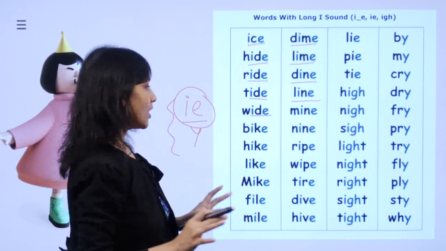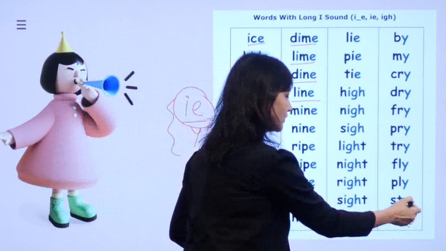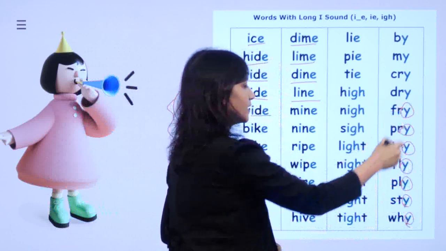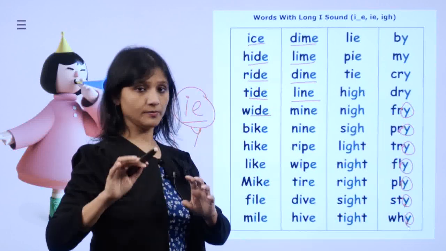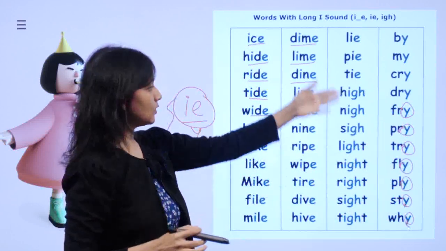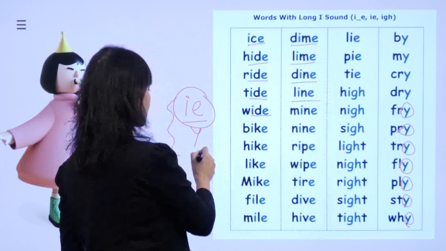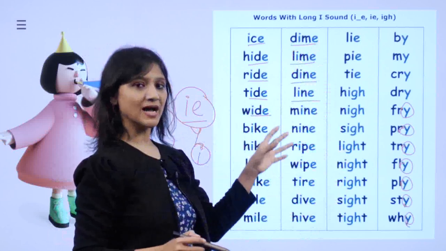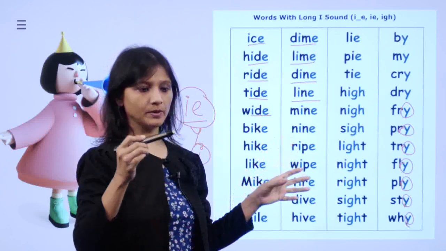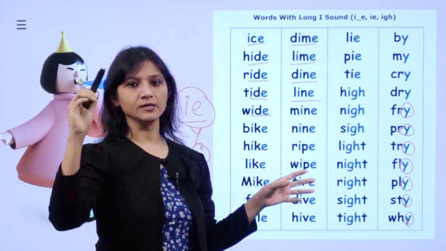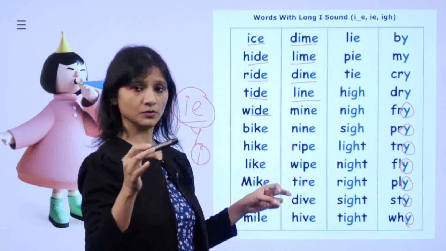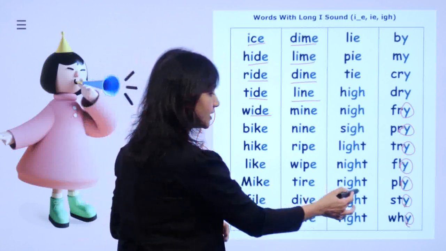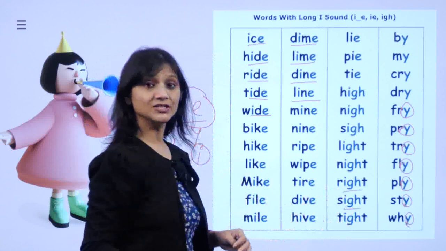Or the letter Y, though it's a consonant, I told you that at times it's taken as a vowel, not literally, but in terms of the sound. So Y is also pronounced with the sound I. So by, my. We will not say M, we will say my. Fry, pry, try. And you see here there is also an I G H.